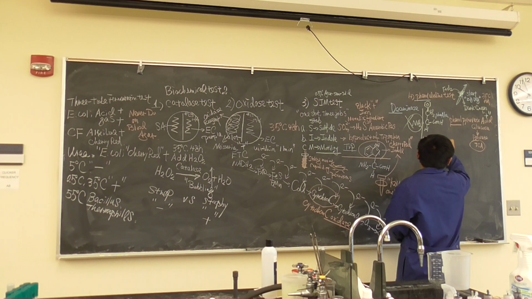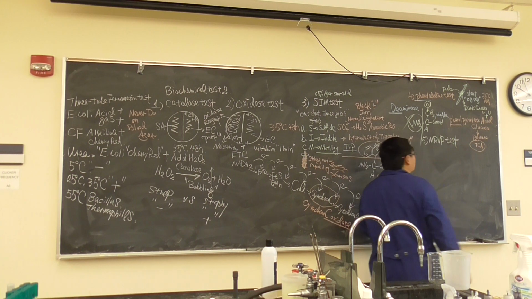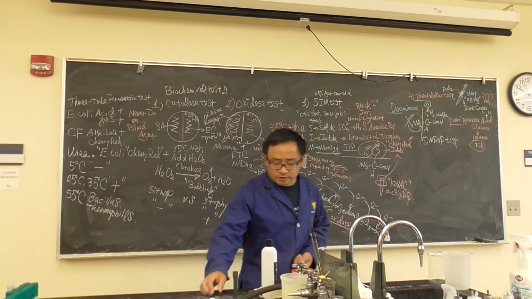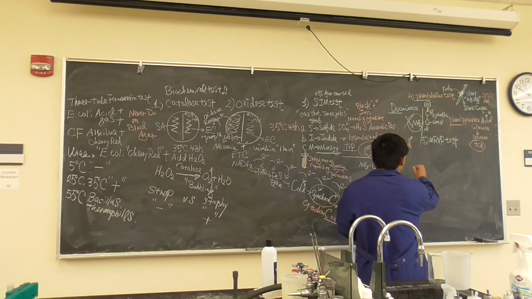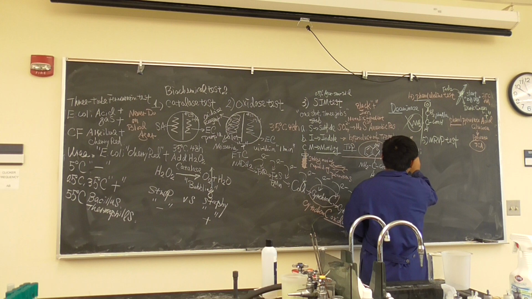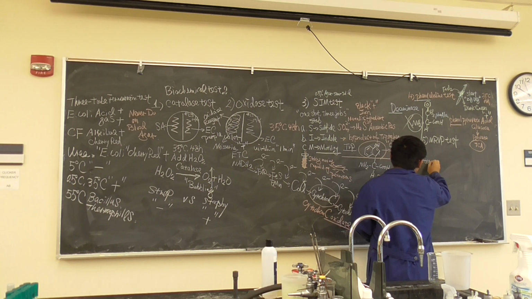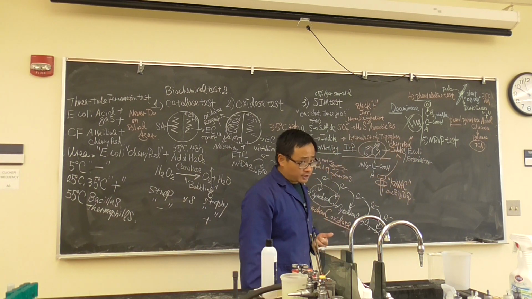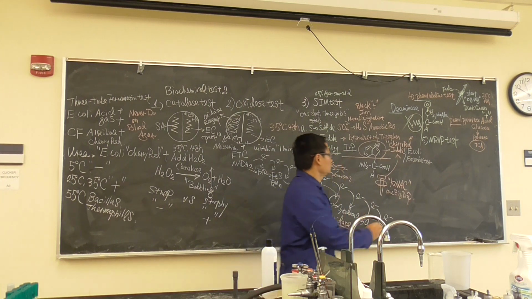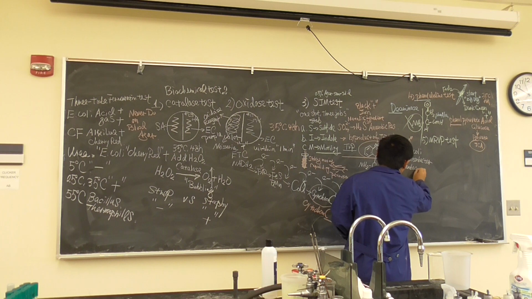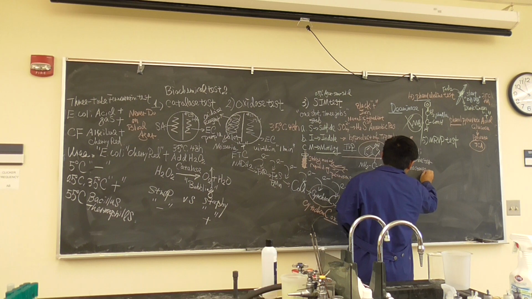MRVP test. There is a little bit of a story behind it. What is the MRVP test? This is the test we use to differentiate E. coli versus Enterobacter. Now, why can we differentiate these two bacteria? These two bacteria belong to a group called Enterobacteriaceae.